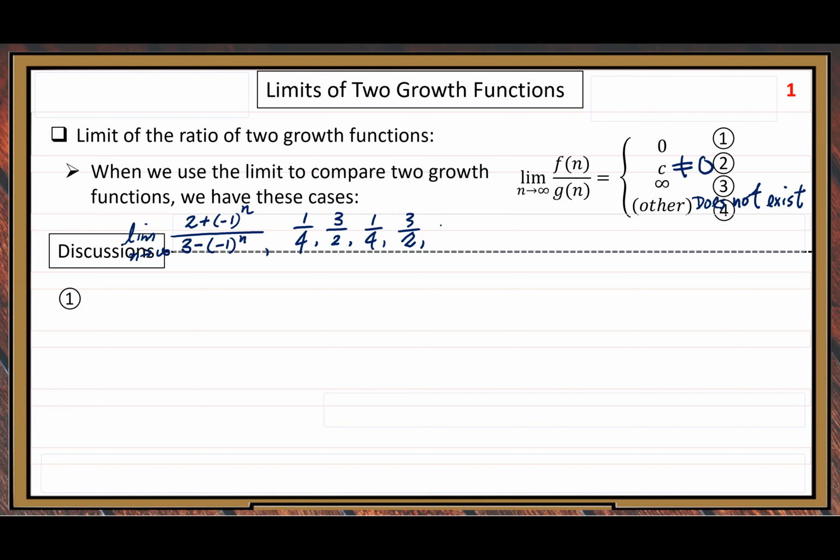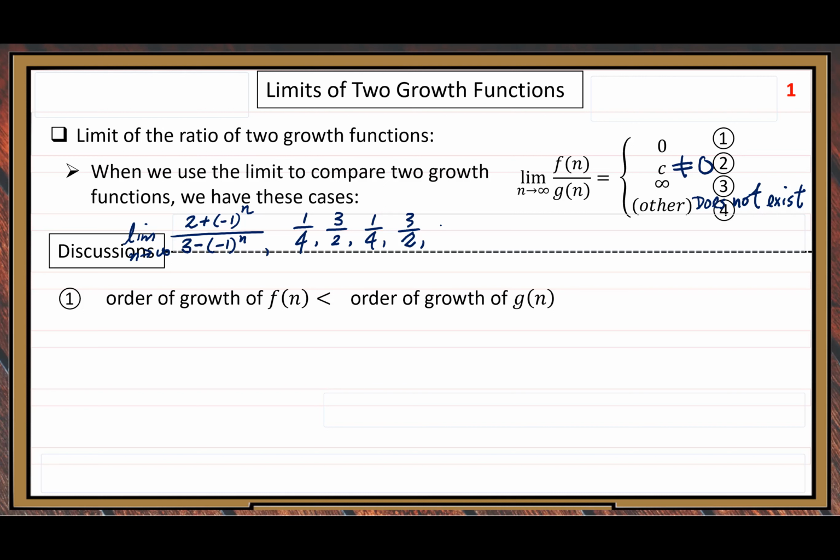Function value, faster means function value larger. When n is very large, g increases faster, right? Because the ratio is 0, f of n is smaller than g of n when n is very large. So in this case, we use this terminology to represent their relationship.